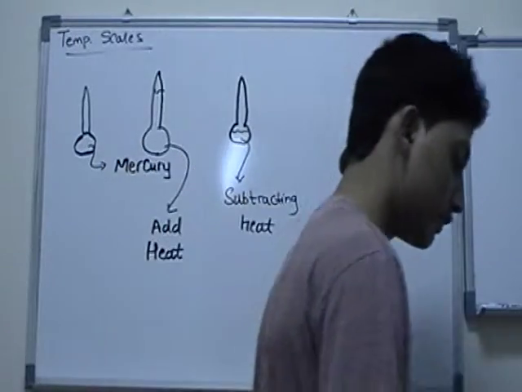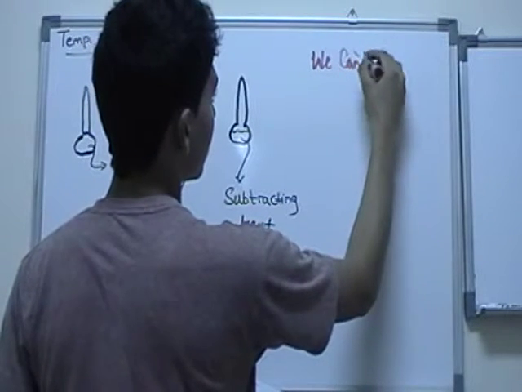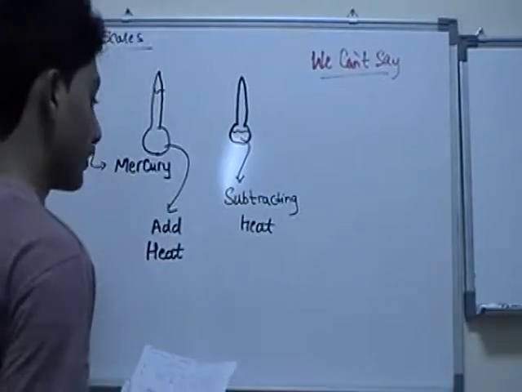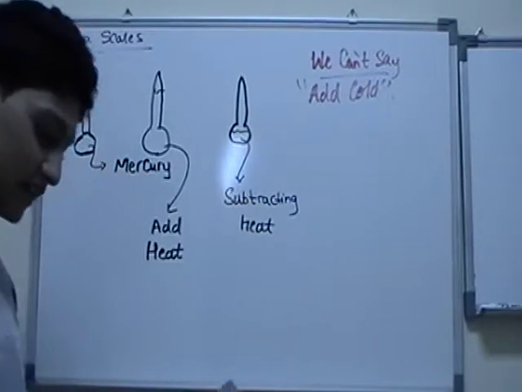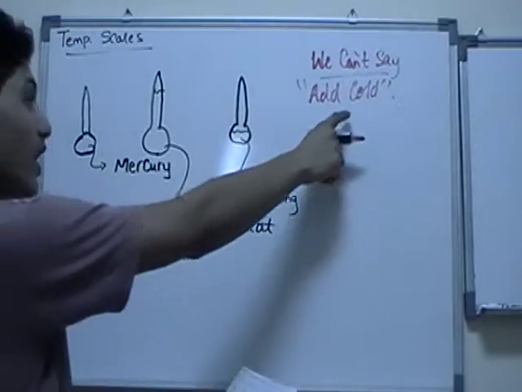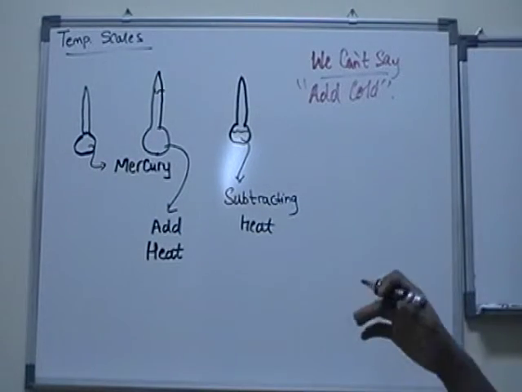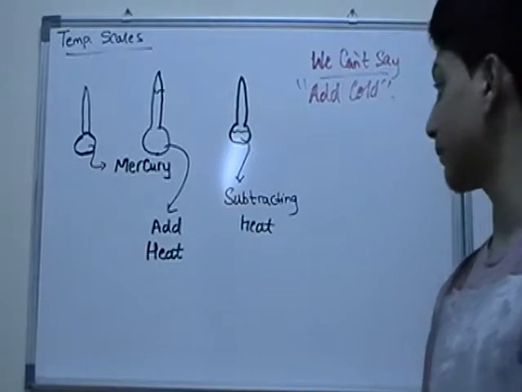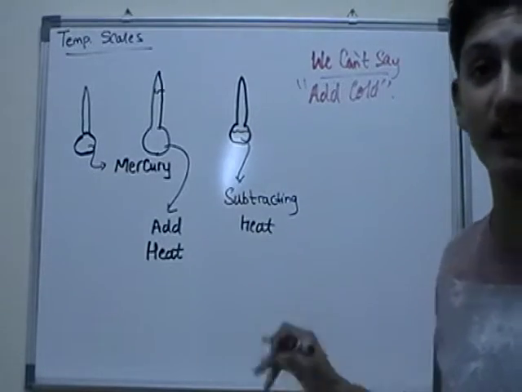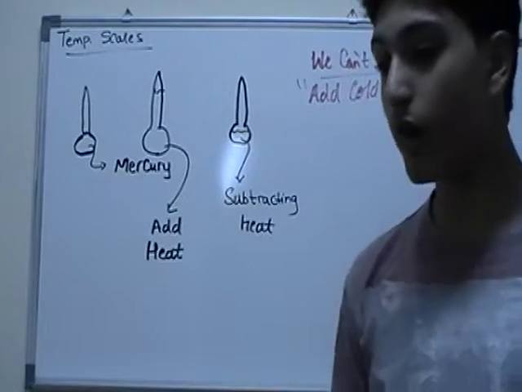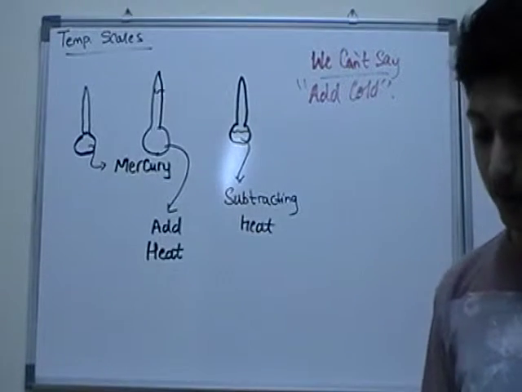Let me tell you the reason why we can't say add cold. You cannot say add cold because it sounds wrong. When you put melted ice cream, which has some heat to it, into the refrigerator, you're not adding cold to it, you're subtracting heat from it. When you subtract the heat, it becomes solid again. It becomes frozen ice cream again, and you can enjoy eating it.